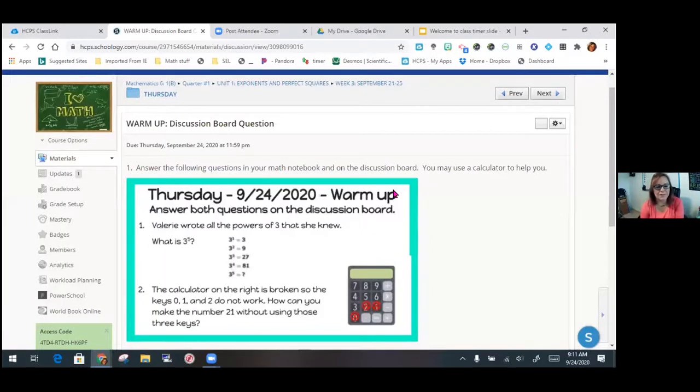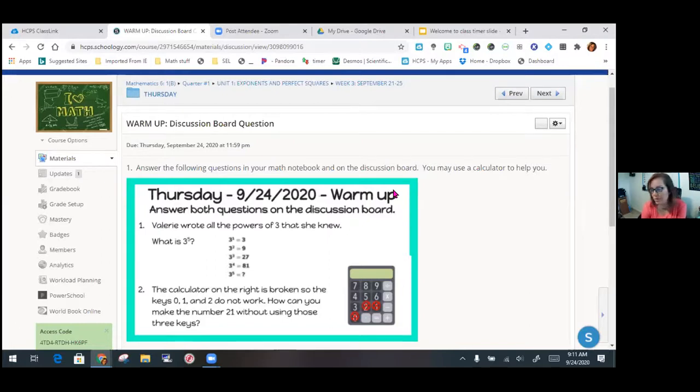Number 2. So I'm going to start reading number 2. Number 2, the calculator on the right is broken. Oh no. So the keys 0, 1, and 2 do not work. How can you make the number 21 without using those 3 keys?